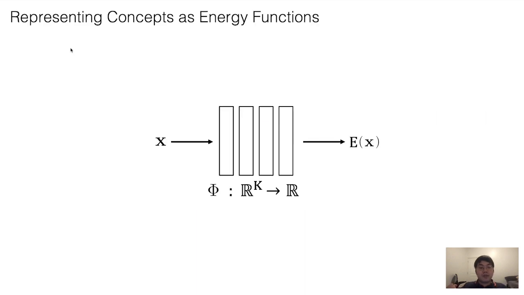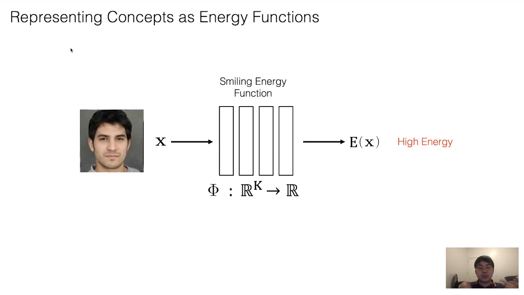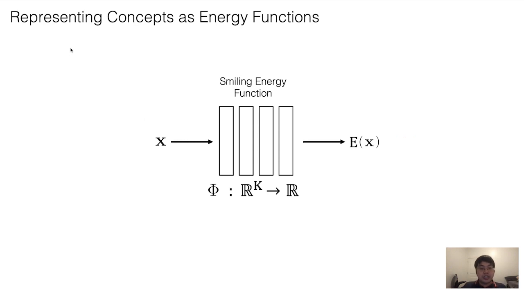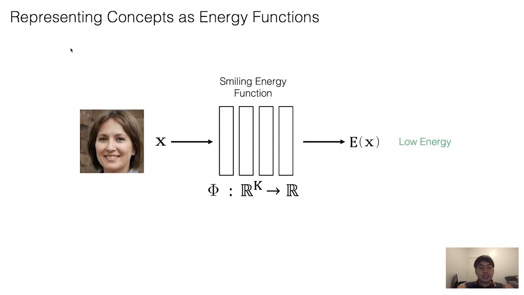First, let's consider how we may represent a concept as an energy function. We define an energy function as a function that takes as input an image and assigns an energy to it. For example, let's consider a supervised energy function, a smiling energy function. This energy function will take in a frowning face and assign high energy to it. In contrast, it will take in a smiling face and assign low energy to it.